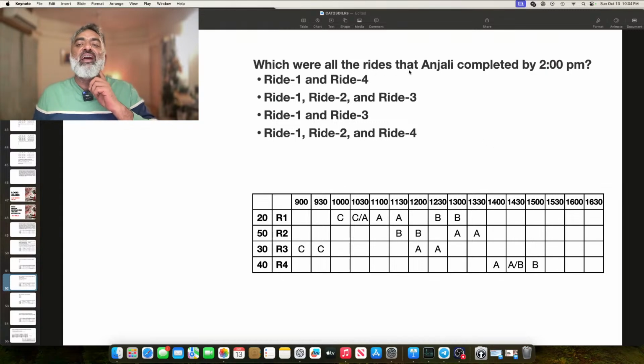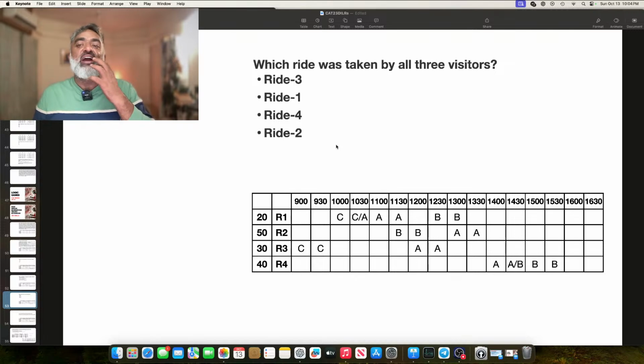Which were all the rides that Anjali completed by 2 p.m.? My cutoff is by 2 p.m. She had covered ride 1, ride 2, as well as ride 3 by 2 p.m. So, ride 1, ride 2, ride 3. This is going to be my answer, right? So, very easy now. Which ride was taken by all three visitors? I can just see ride 1 has C also, A also, B also. So, ride 1 will be my answer. Very, very easy now, right?